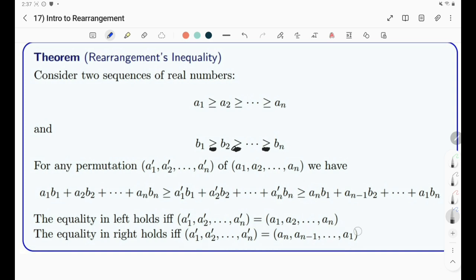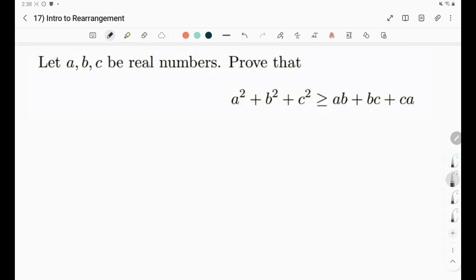Okay, so I hope now you understand exactly what the rearrangement is, and you have a sense of where it came from. Now let's go ahead and start working with some simple examples.